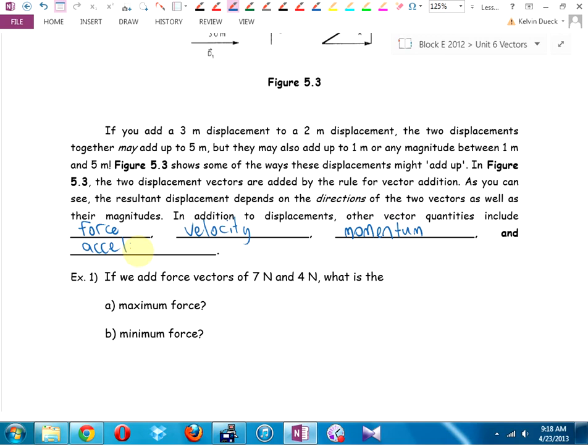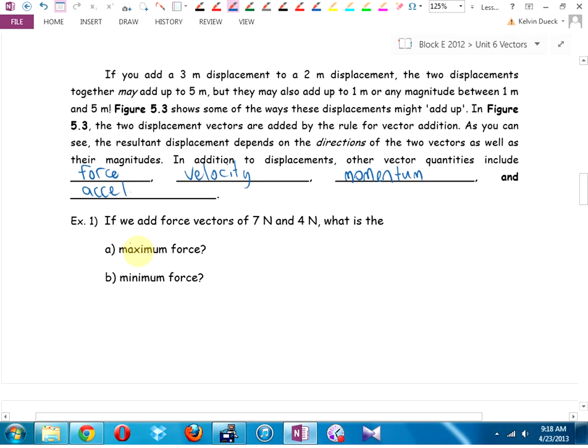Thinking question. If we add force vectors of 7 newtons and 4 newtons, what's the maximum force that we can possibly get? 11 newtons. What's the minimum force that we can possibly get? 3. You can also get every single value between those by pushing at angles. So instead of 7 to the left or right and 4 to the left or right, you could be pushing up at an angle.